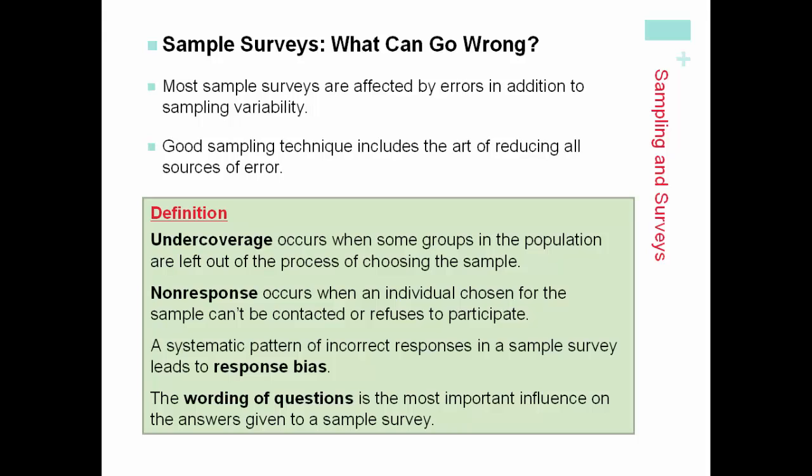Different kinds of bias and error include undercoverage, when some groups in the population are left out of the process of choosing the sample. We also have what's called non-response, which occurs when an individual chosen for the sample can't be contacted or refuses to participate. A systematic pattern of incorrect responses in a sample survey leads to what's called response bias. The wording of questions is the most important influence on the answers given to a sample survey.